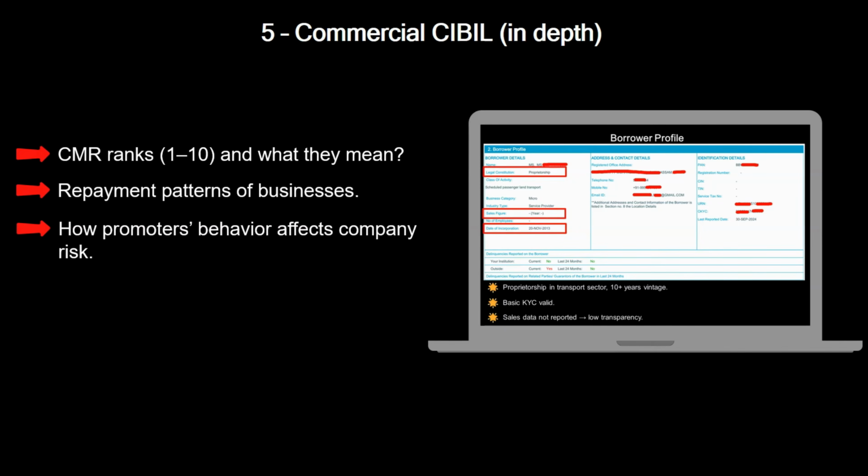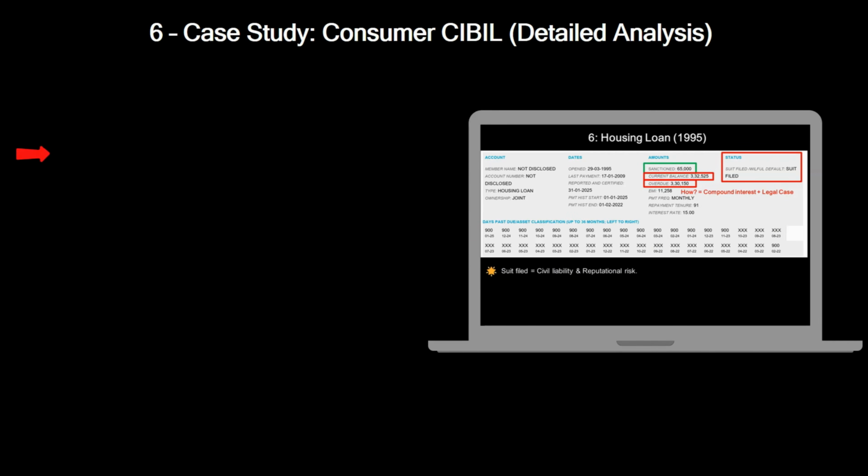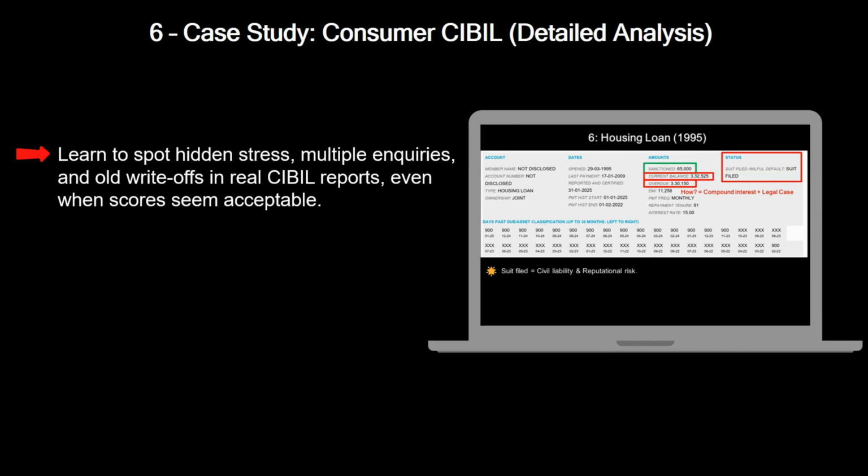Then in the next module, we will cover the case study of consumer CIBIL. Friends, as you know, theory is incomplete without practice. In this case study, we will analyze a real commercial CIBIL report. You will see how hidden repayment stress, multiple inquiries, and old write-offs can create a risky profile even when the score looks acceptable.